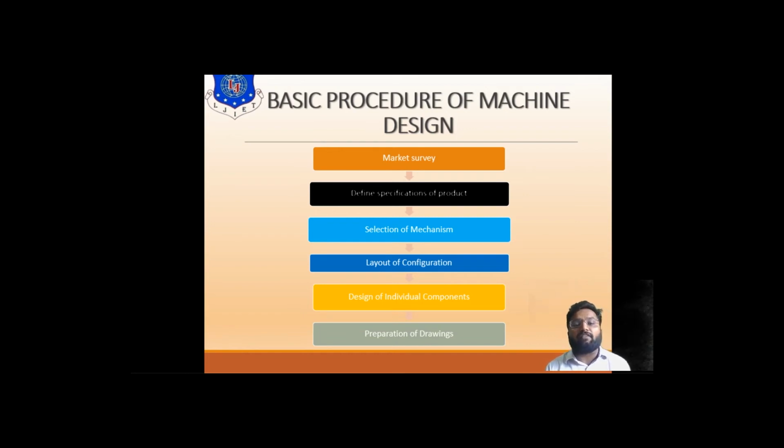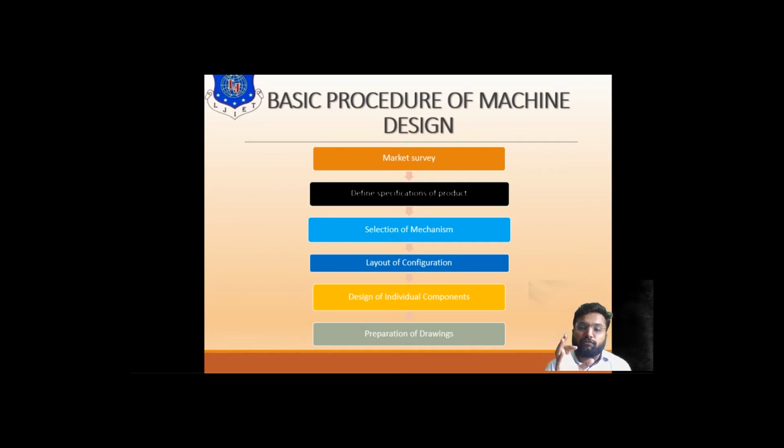After that, we will have our mechanism depending on our table and chair. But if it is a table which is not revolving, then it will have a simple mechanism. If it is a revolving table with a chair, then it will have a different kind of mechanism. Depending on that, we will have our layout made, and after that layout, we will design an individual component as well as prepare a drawing for the same.